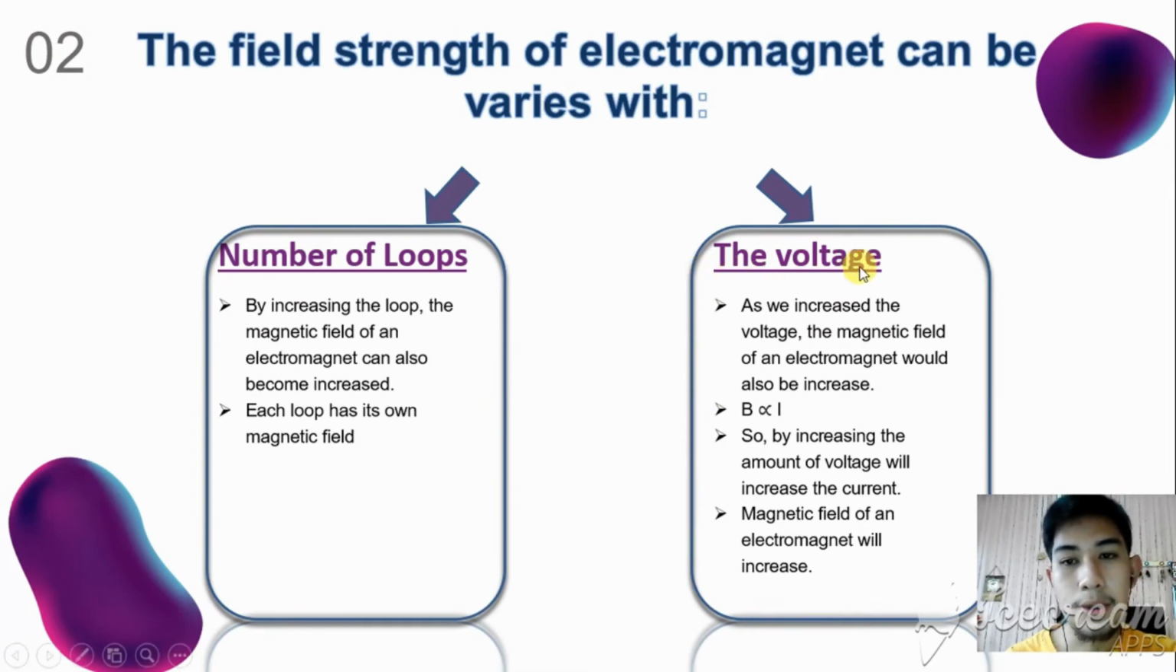The second one is the voltage. As we increase the voltage, the magnetic field of an electromagnet will also increase. This is because the magnetic field is directly proportional to the current. So increasing the voltage will increase the current, and because of that, the magnetic field of an electromagnet will also increase.